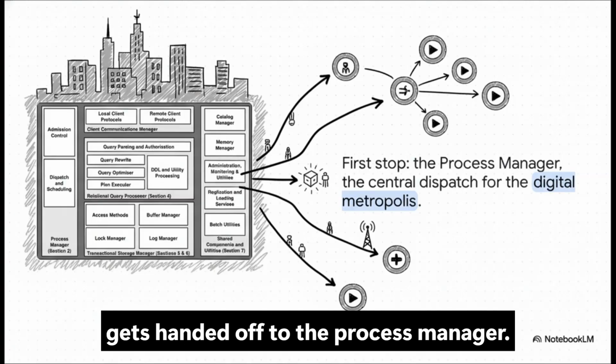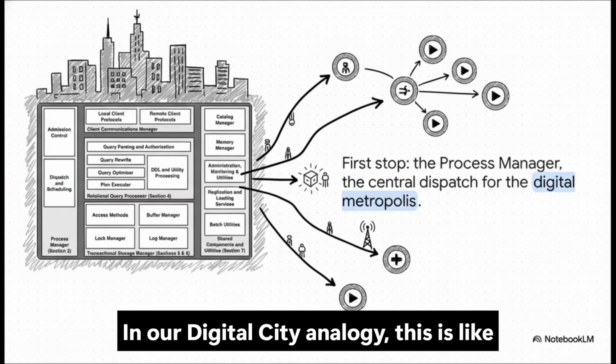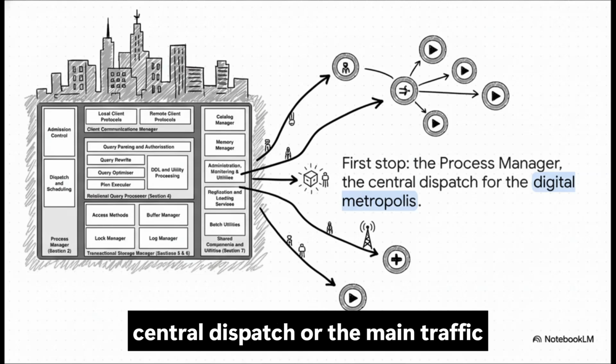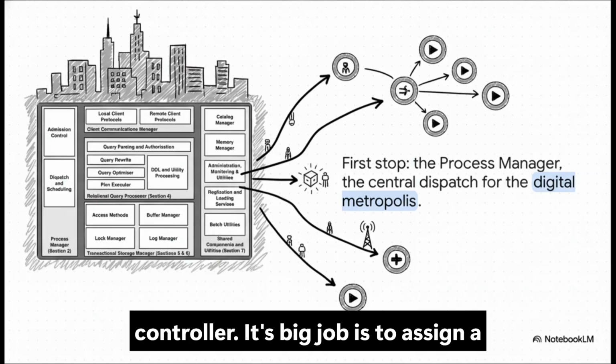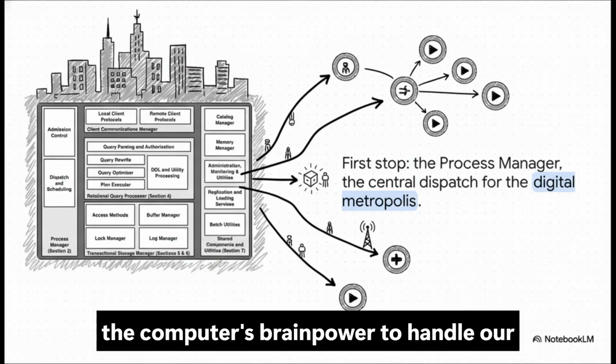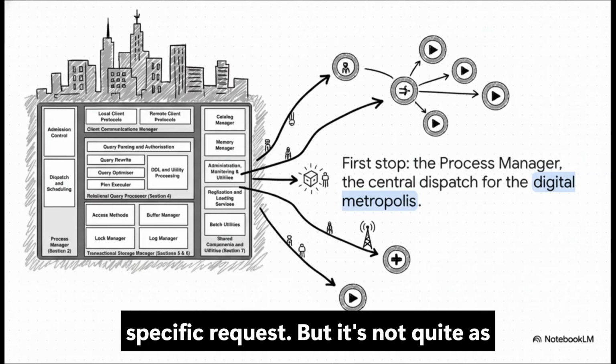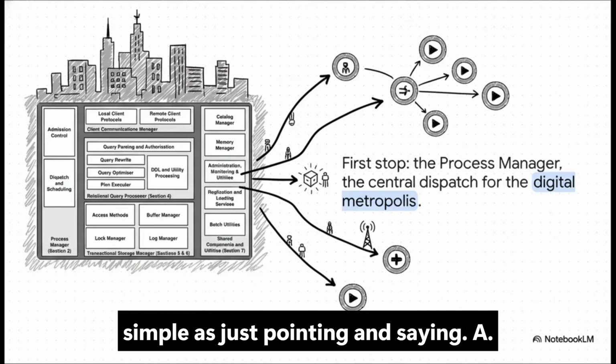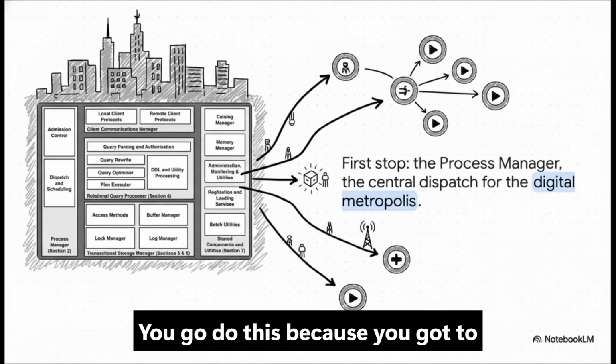Okay, so it's cleared security. Now the query gets handed off to the process manager. In our digital city analogy, this is like central dispatch or the main traffic controller. Its big job is to assign a worker, which is just a little slice of the computer's brainpower, to handle our specific request. But it's not quite as simple as just pointing and saying, hey, you, go do this.